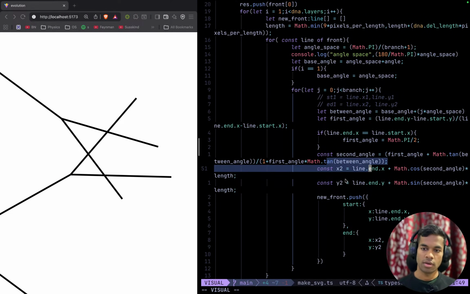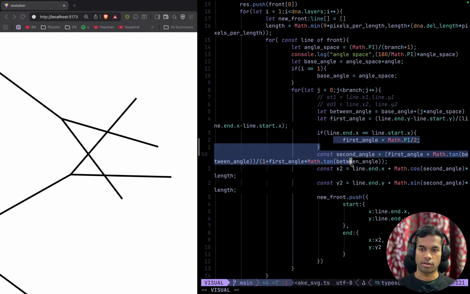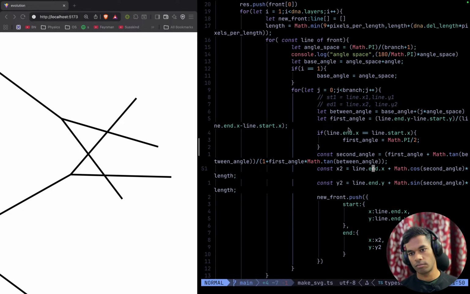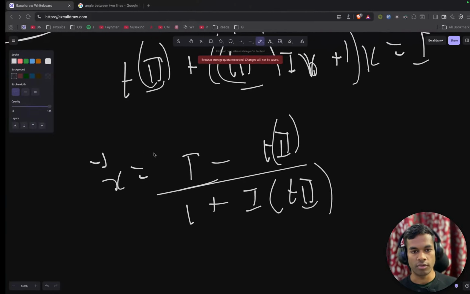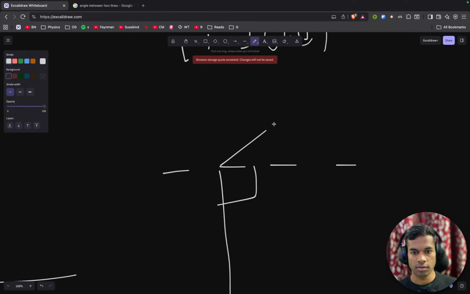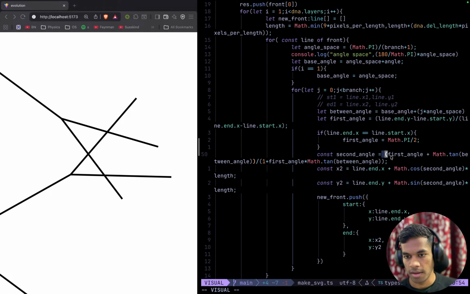Now with this, it is correct. First angle, yep. Now it seems correct. This first angle is with the x-axis and the second angle is also with the x-axis, and this angle between is between the two lines. Angle between is base angle plus how much space we want here. This seems cool.